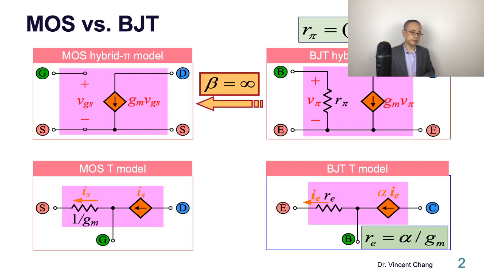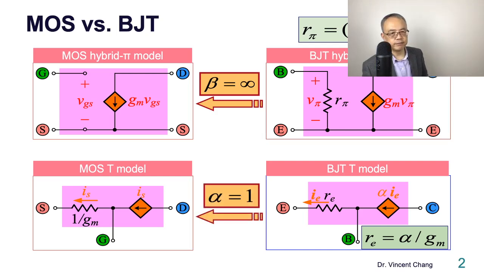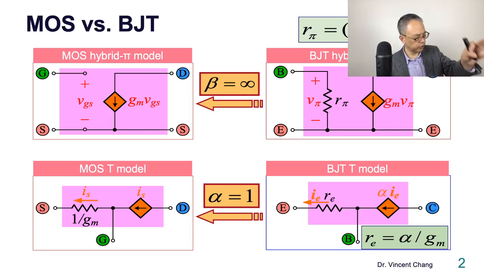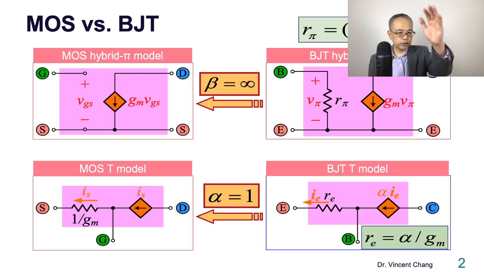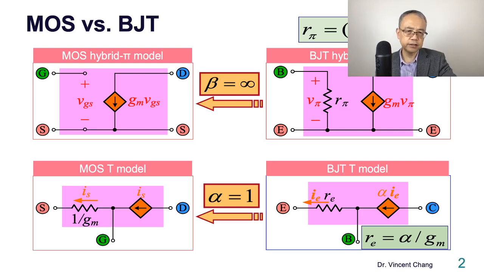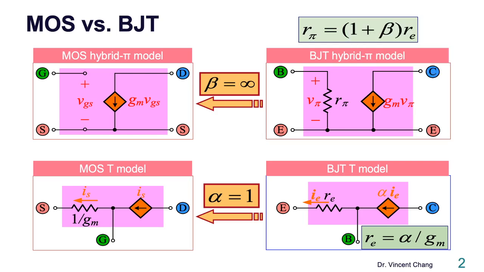So in the MOS, the gate current is 0. So it's synonymous to the case when the BJT's current gain goes to infinity, or synonymous to the case when the BJT's alpha equals 1. So when beta approaches infinity, then what's the value of r pi? Look at the equation on the top. r pi becomes infinite, right?